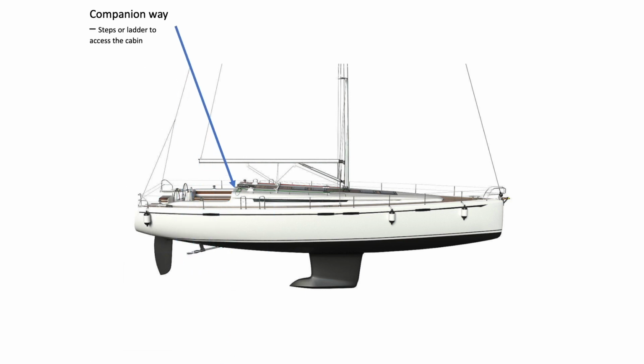A companionway is the structure that leads from the deck of a sailboat down into the cabin below. It is typically located near the stern of the boat and serves as the primary means of access to the interior of the vessel. The companionway may be covered by a hatch or door to provide weather protection and privacy.